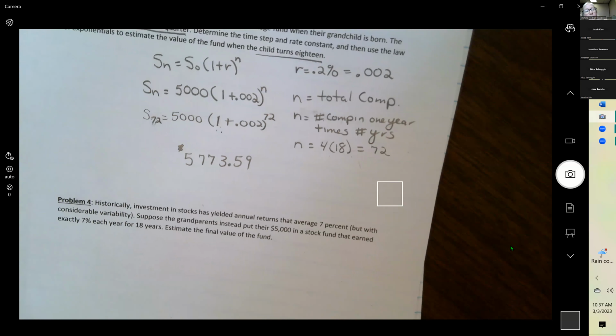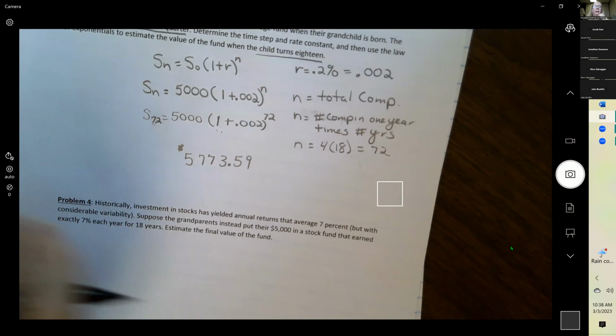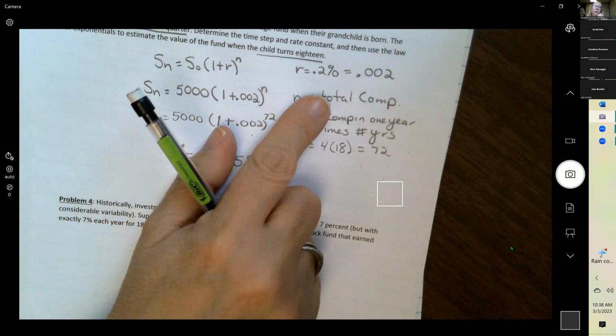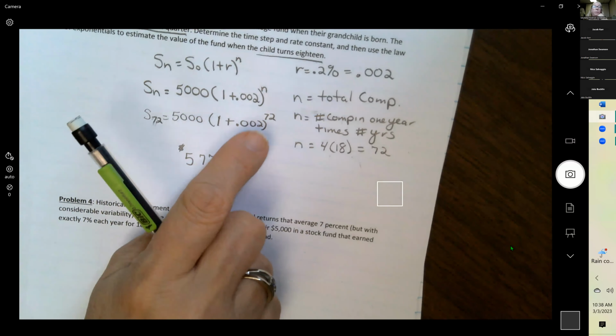Historically, looking at number 4, investment in stocks has yielded an annual return of 7%, but with considerable variability. Suppose the grandparents instead put $5,000 in a stock fund that earned exactly 7% each year for 18 years. How much will be in the account at the end? So we're doing the exact same problem, except instead of 0.2, we want to see what 7% will do.